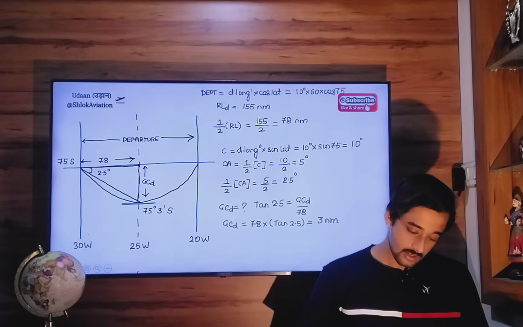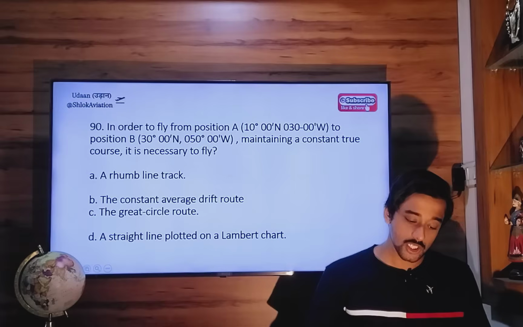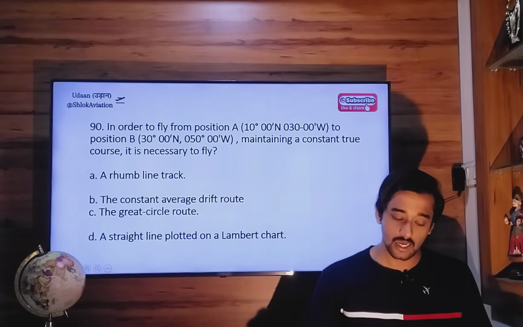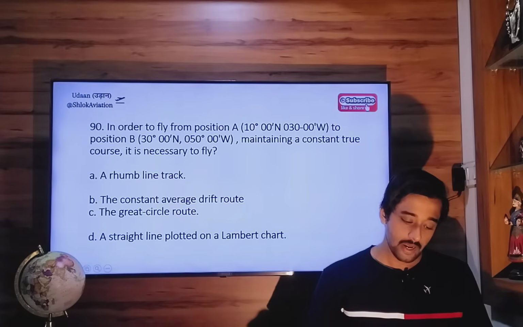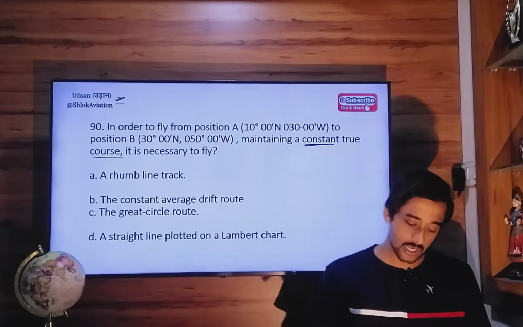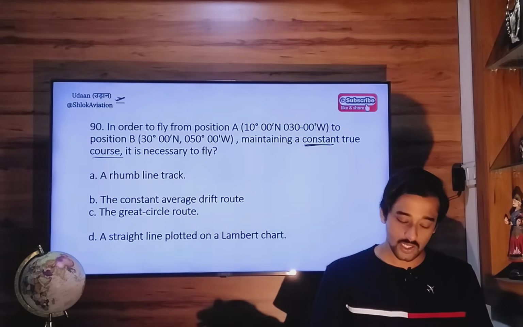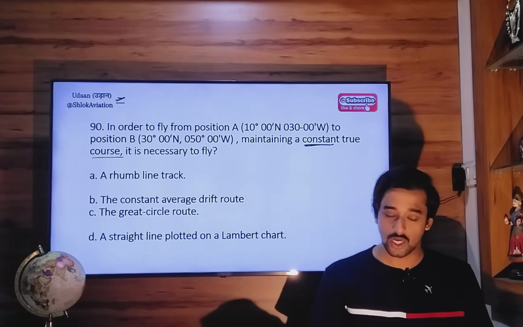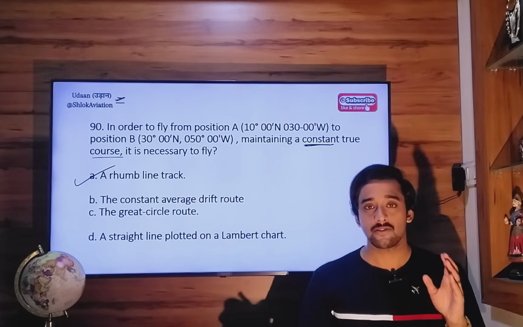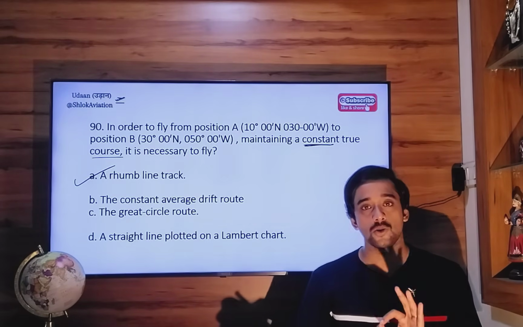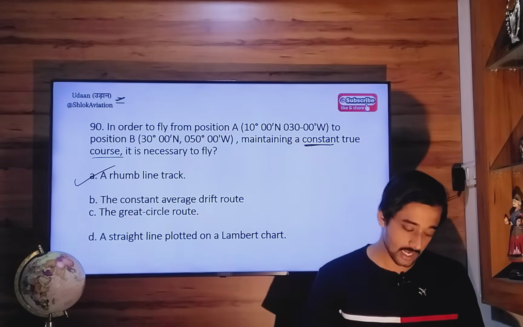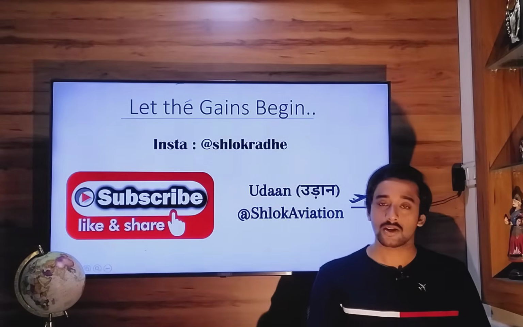Okay. Next, in order to fly from position A 10 degree north 30 degree west to a position which is 30 degree north 50 degree west, maintaining a constant true course, you will have to fly a rhumb line track, drift route, great circle, a straight line on a Lambert's chart. So you will have to fly a rhumb line track, right? By definition, a rhumb line track is that track or course which has a constant same direction. So a rhumb line track.